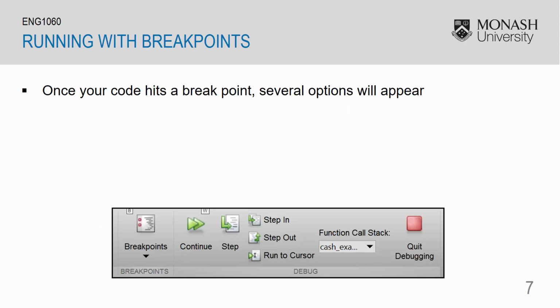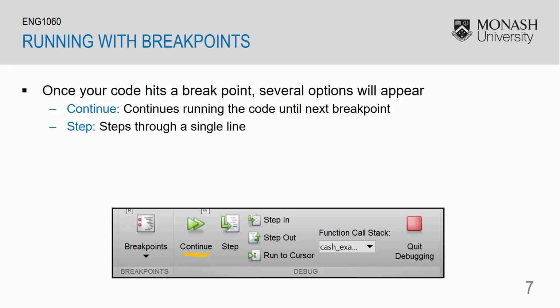So what happens is MATLAB will run your code as usual, and once it encounters a breakpoint, several options will appear. At the breakpoint where the code stops, you can either continue running the code until the next breakpoint using the continue button, or you can step through to the next line using the step button.